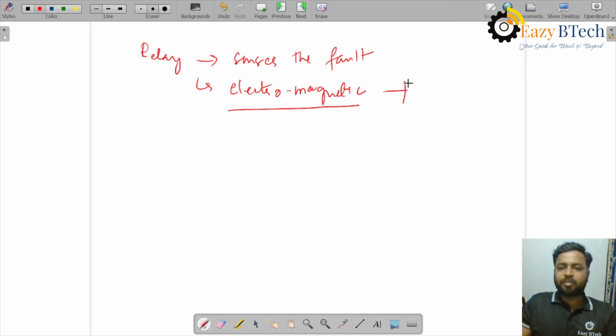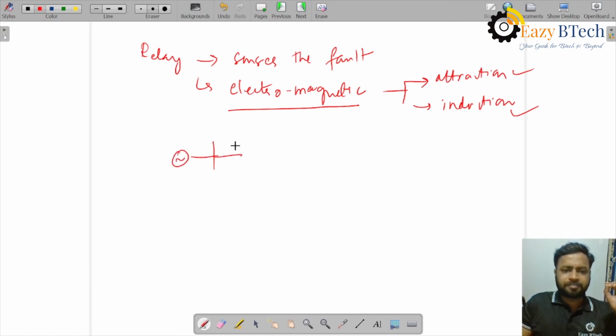Okay, so in an electromagnetic relay, we may use electromagnetic attraction or electromagnetic induction for relay operation. How the relay senses the fault and all, I will try to explain in the coming lectures. But as of now, remember that the relay is an electromagnetic device, and electromagnetic attraction or electromagnetic induction is used for relay operation.